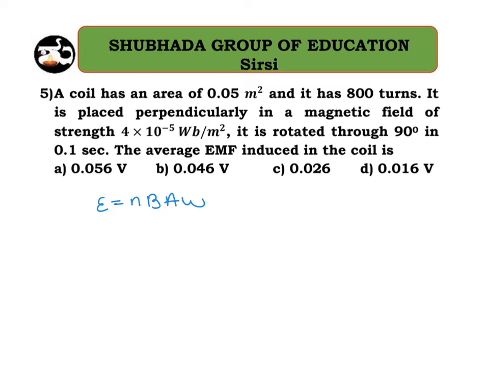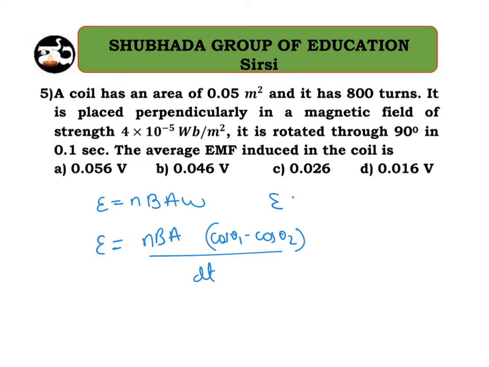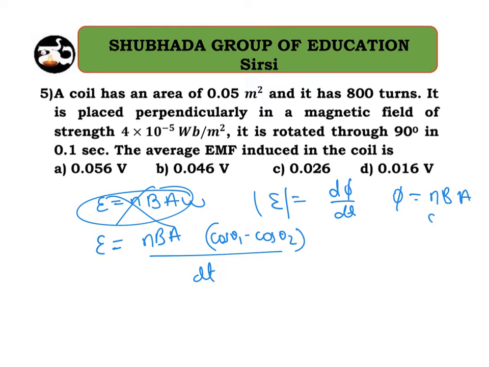Let me use E equal to N into B into, now theta is changing, right? Theta is changing, cos theta 1 minus cos theta 2 divided by dt. This is nothing but induced EMF equal to d phi by dt itself. Okay, it's the same formula. This is not required here. So instead of phi, I can substitute NBA cos theta. N is the number of turns, B is the magnetic field, and area is the cross section. It's a cos theta.